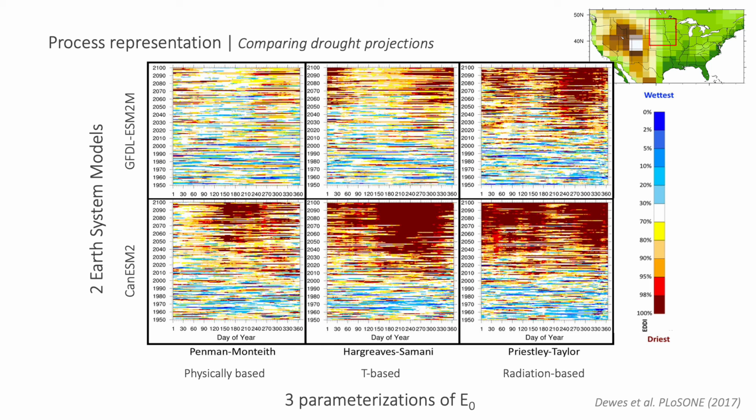And as you can see, if you relied on a temperature-based evaporative demand, we would be drying up and blowing away by the year 2100. These are very important distinctions.